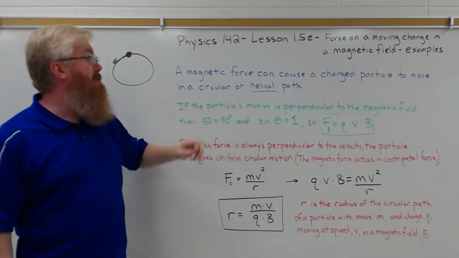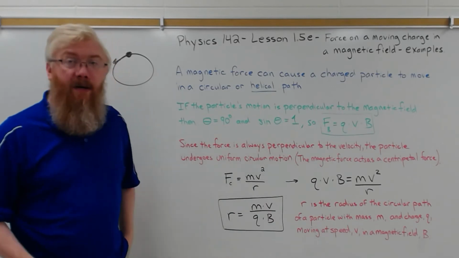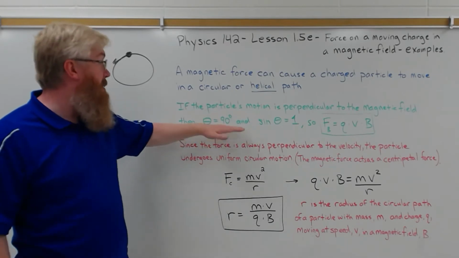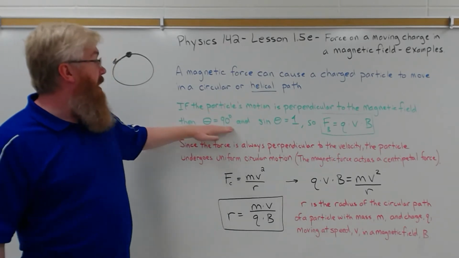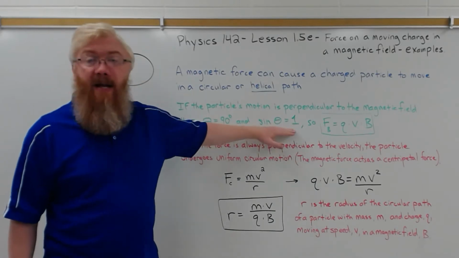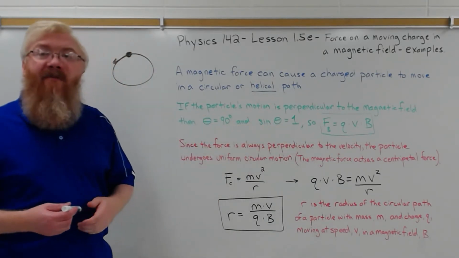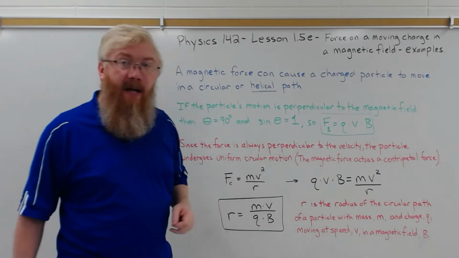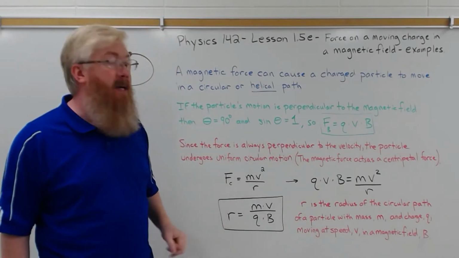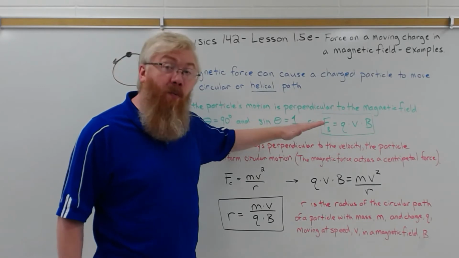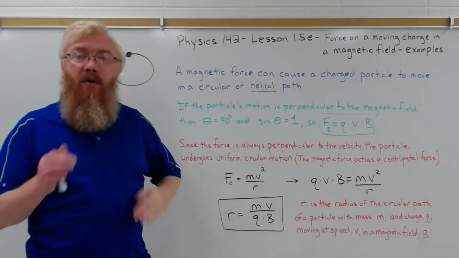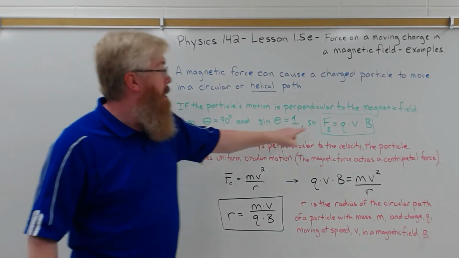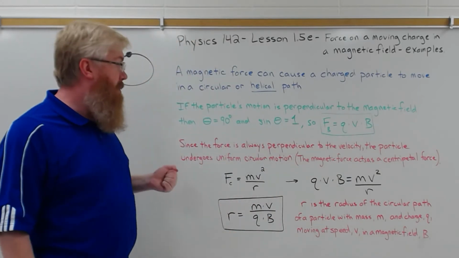Now, if the particle's motion is completely perpendicular to the magnetic field, then theta, which is the angle measured between the velocity and the magnetic field, is 90 degrees, right? That's what perpendicular means. If theta is 90 degrees, sine of 90 degrees is equal to 1. So the magnetic force equation reduces down to this. Normally there's a sine theta at the end of that, but we just said we're going to assume theta is 90 degrees, so we get this equation. This equation only works if the velocity and the magnetic field are exactly perpendicular. Always use the previous, more explicit, more complete version of the equation for your homework problems.